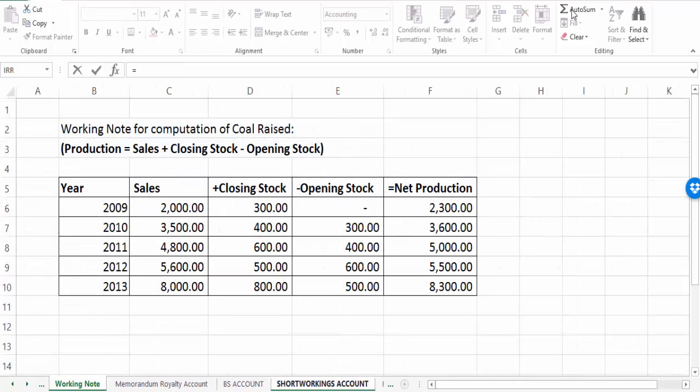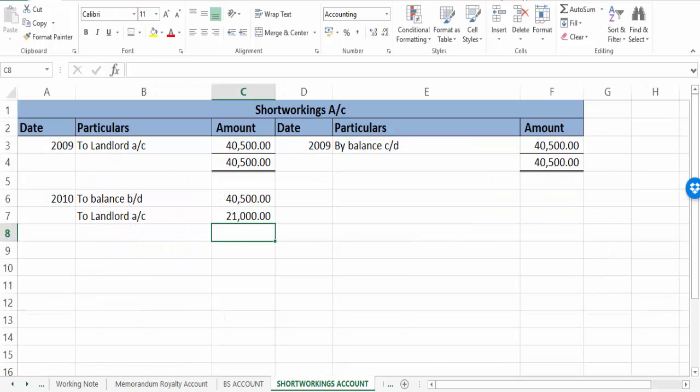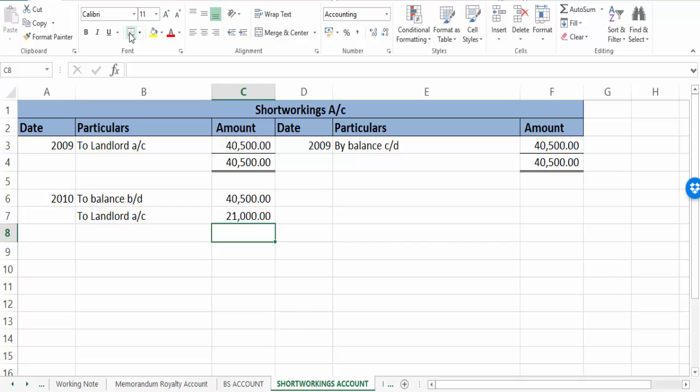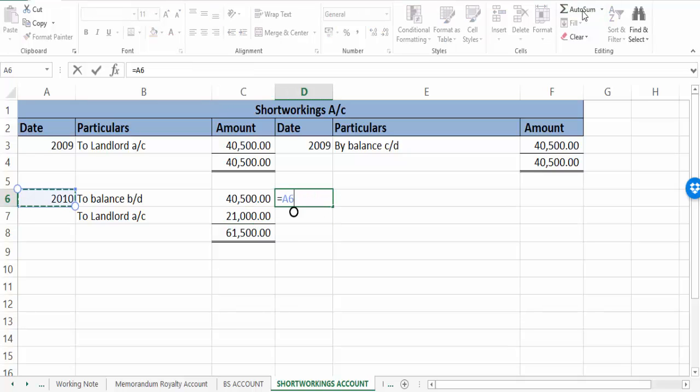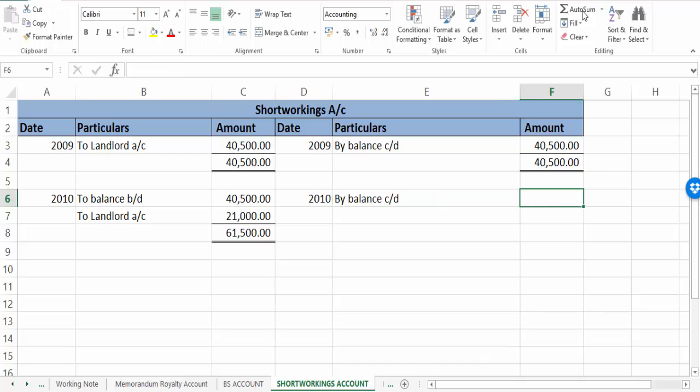And how do we know that? Yes, we have in our worksheet a further short working of 21,000. So both put together will be transferred to next year. So it is 61,500. So we'll say by balance carry down, it's going to be 61,500. So this will get closed.